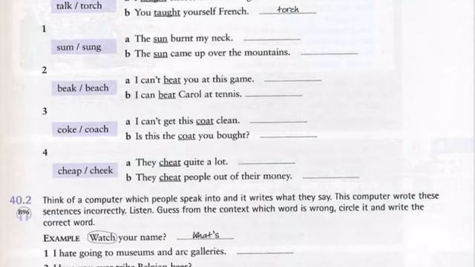The sun burnt my neck. "Some burnt." Sun will turn into "sum" because of the B sound in the word burnt. The sun came up over the mountains. The "sun" becomes "sung" because of the effect of the K sound in the word came. So "sum" in the first one, "sung" in the second one.